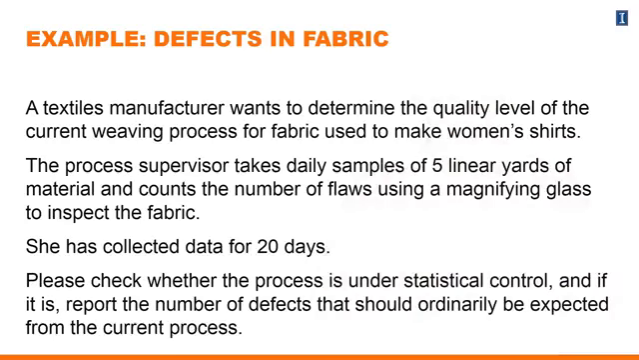Let's take a look at an example to get a sense of getting the upper and lower control limits and then using a control chart based on count data. We have a textile manufacturer who wants to determine the quality level of their weaving process. They take daily samples of 5 linear yards of material and count the number of flaws. Each sample is 5 linear yards. They've decided to take 1 sample per day.